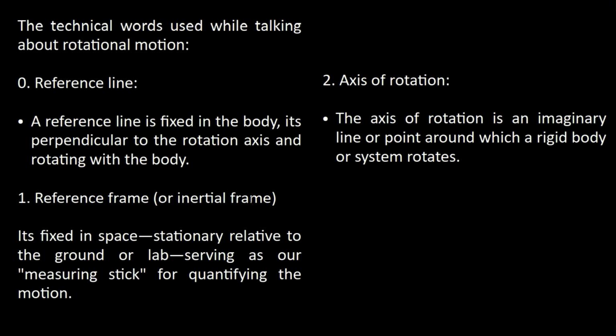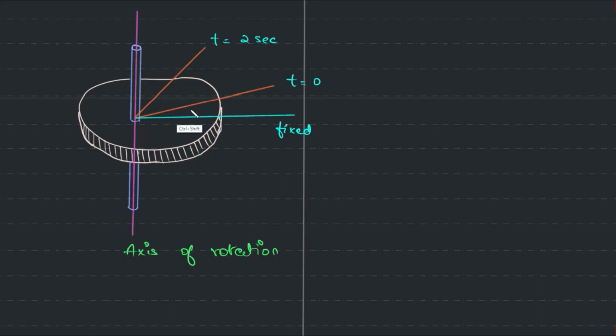Next is the reference frame or inertial frame. It's fixed in space, stationary relative to the ground or lab, and serves as our measuring stick for quantifying the motion. With this, I'll be able to tell that it turned 30 degrees over here. It turned around 74 degrees over here. So this is where we can start and discuss. That can be your reference point. This is basically the starting point.